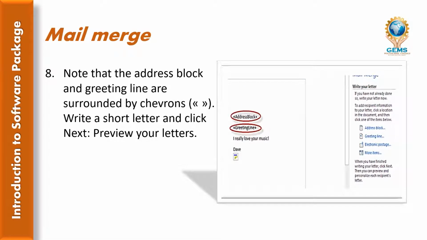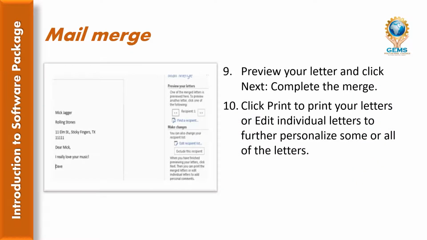In this image, note that the address block and the greeting lines are surrounded by chevrons. Write a short letter and click next. Preview your letters. Preview your letter and click next. Finally complete the merge. There are different options there. Click print to print your letters or edit individual letters to further personalize some or all of the letters.